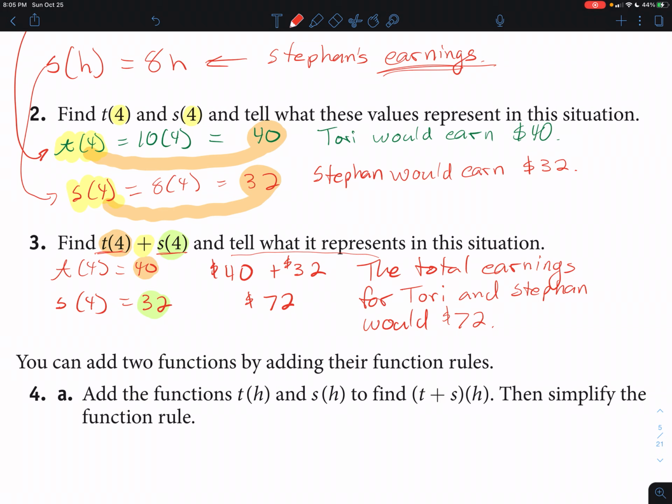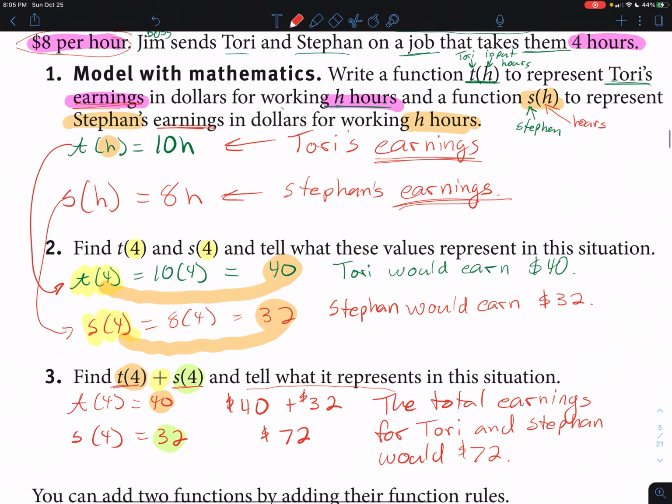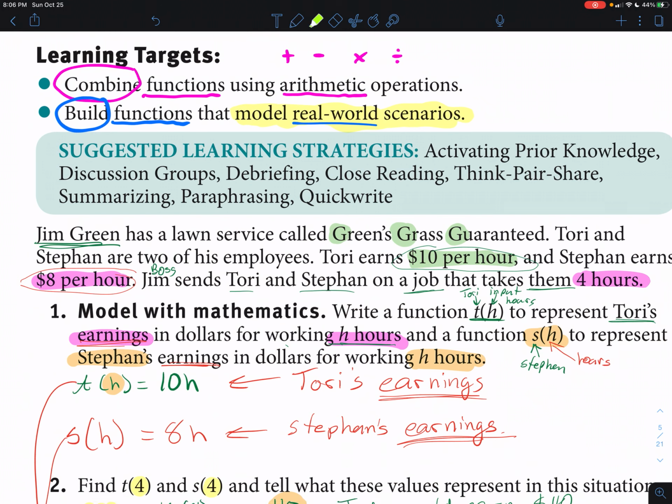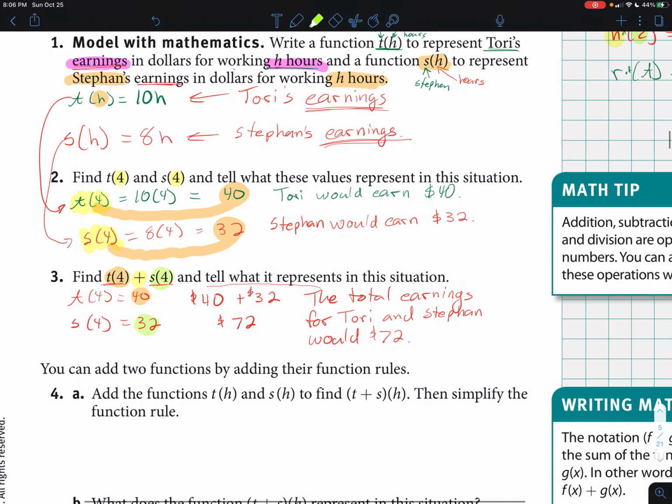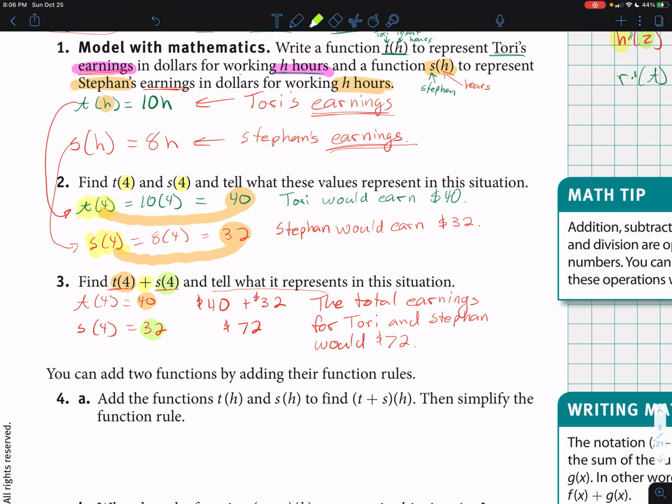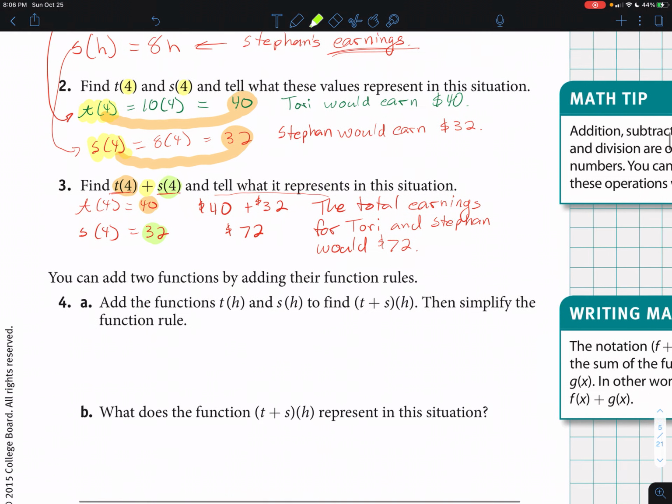Okay, so why is this function useful? Who is this function helping? Yeah, I mean, Tori and Stefan know how much they make, but who needs to know what their total earnings would be? Let's think about the third person in the scenario. We've got Jim, their boss. He pays them. So Jim needs easy ways to find out how much he needs to pay his employees without making a table or something like that. So these functions are useful because he can just plug in a number and there's his answer.